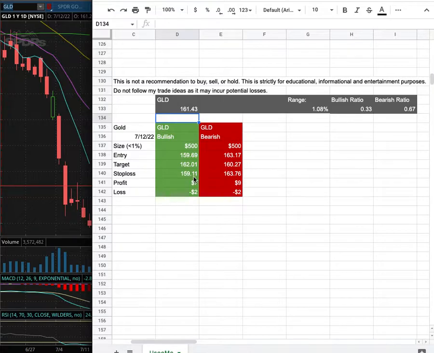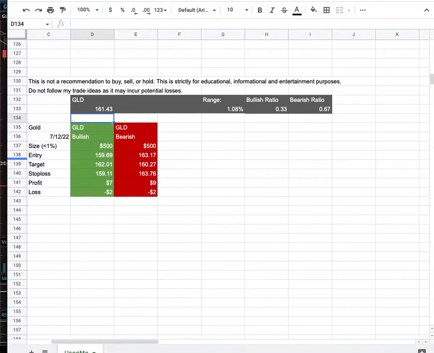However, if I were to open a short position, my entry is at $163.17, and that is this range there. My sell target is at $160.27, and my stop loss is at $163.76. So whichever entry price were to hit first, that'll be my position of the week.